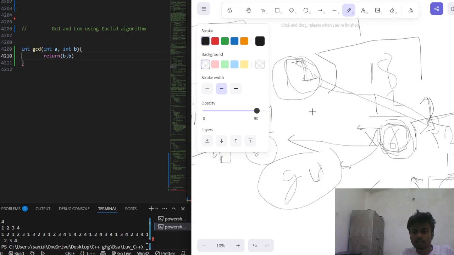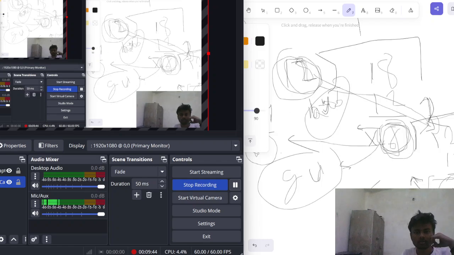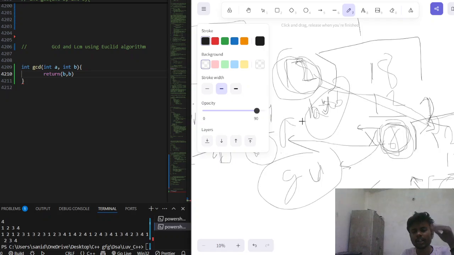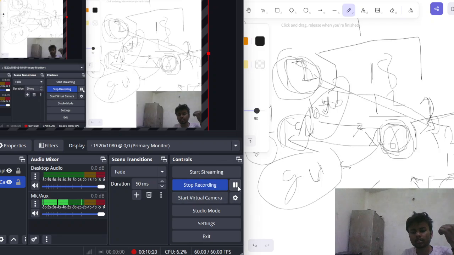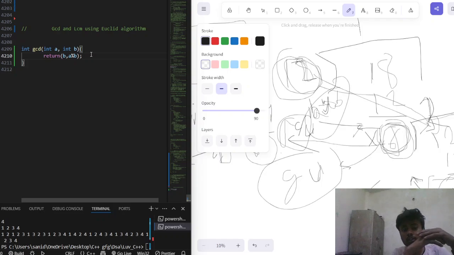The remainder is nothing but a modulo b, where a is a number, because this gives the remainder after dividing by the divisor. So this is the situation, a modulo b. After that, return the greatest common divisor of those. Till now our function will work correctly, but there is something missing.